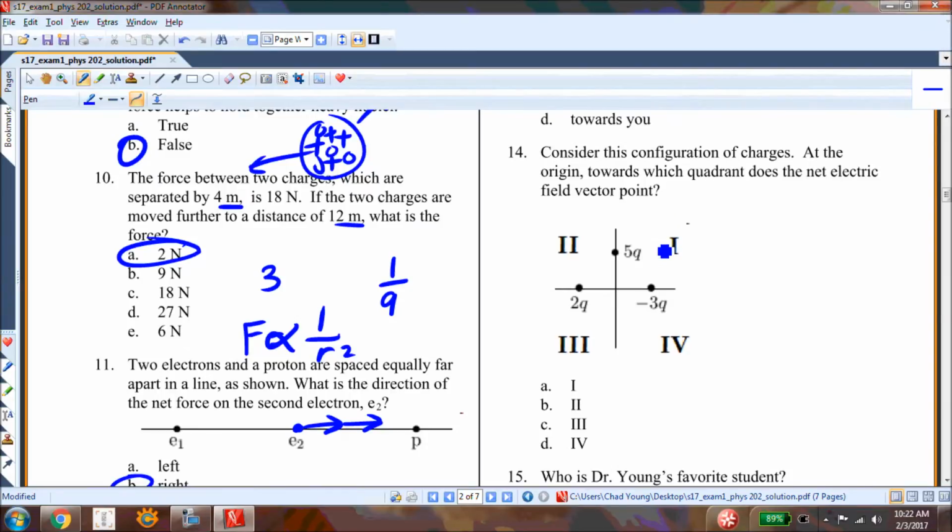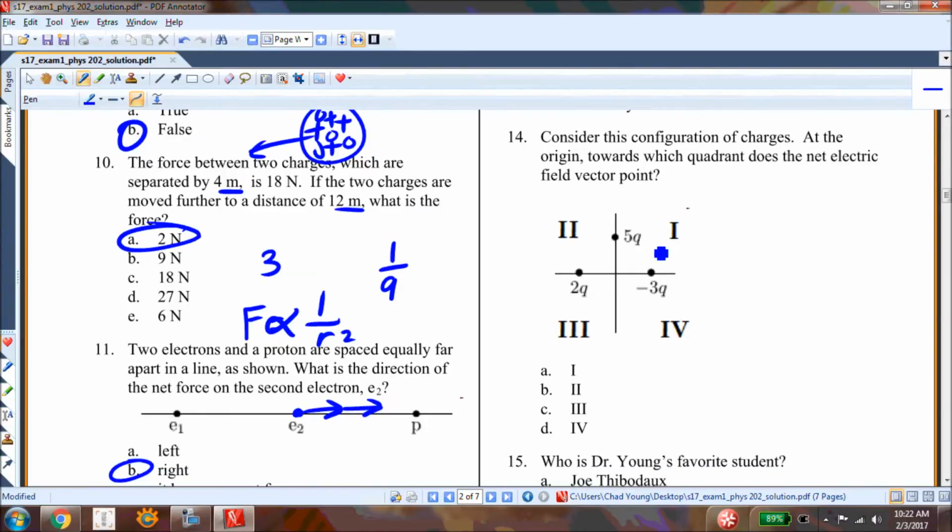Alright, what quadrant does the net electric field vector point? Well, let's consider. Here, let's see, plus 2q is going to be in that direction, minus 3q is also in that direction, and 5q is in that direction. So add those up and it gives me that quadrant.